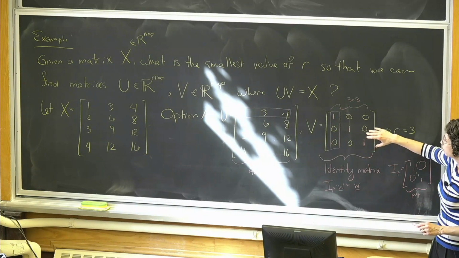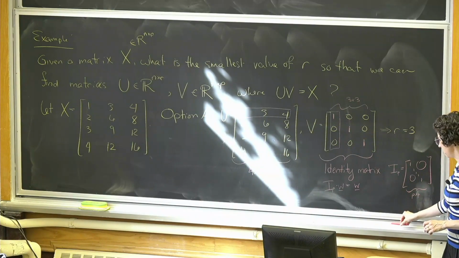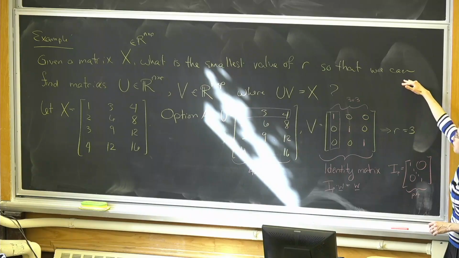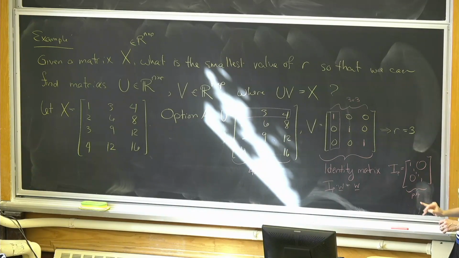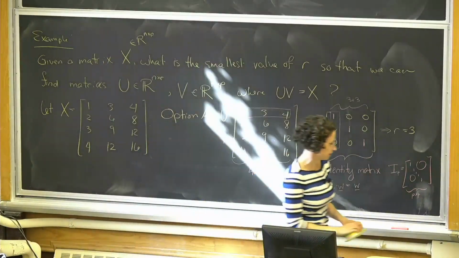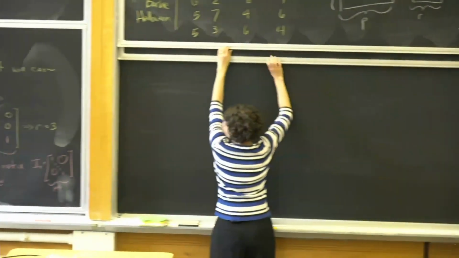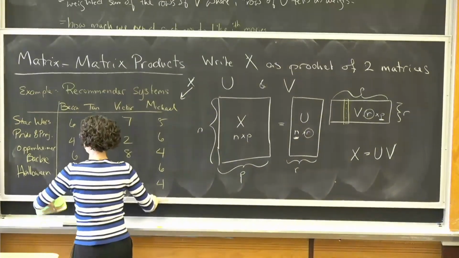So when I multiply this U and V together, I get that X. I've got R equals 3 different columns. But the question is, can I get an even smaller value of R? And in this case, the answer is yes. Otherwise, it would not be a very good example.